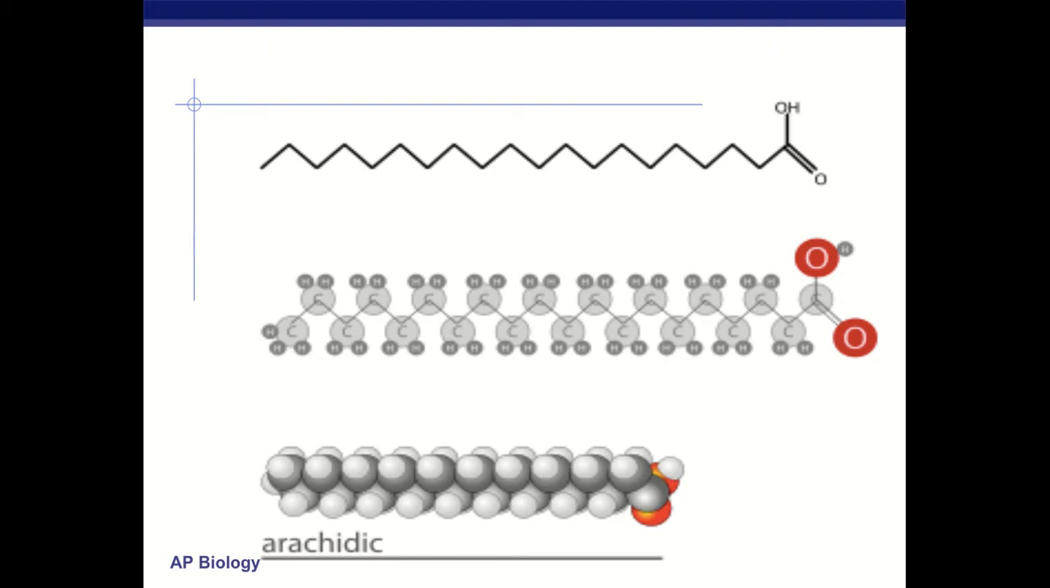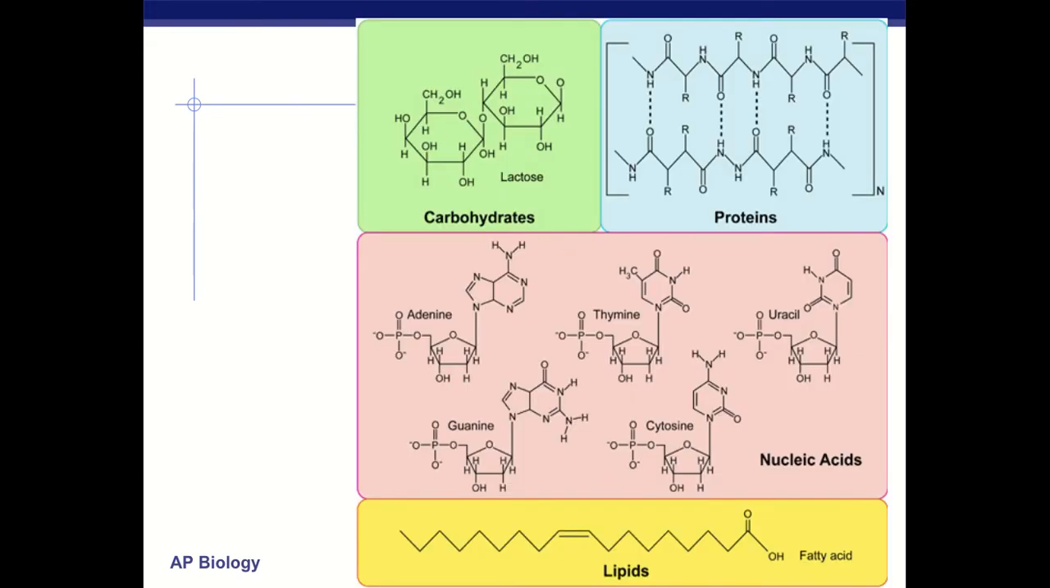So the first one is a fatty acid, and then the same fatty acid is shown in the middle. And then finally, there's a space-filling model of the exact same thing, which is this fatty acid. And in that case, you're supposed to know that the gray depicts the carbon, and the white circles depict the hydrogens, and the red the oxygens. So just so you know. So let's go back to this image right here of these molecules.